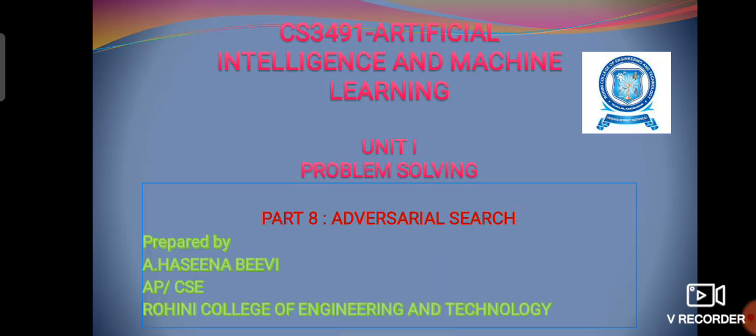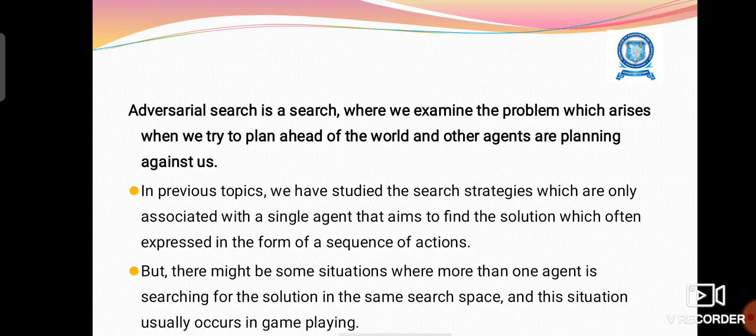This video lecture is for the topic Adversarial Search from the first unit, Problem Solving, for the subject Artificial Intelligence and Machine Learning. Adversarial search is a search where we examine the problem which arises when we try to plan ahead of the world and other agents are planning against us.